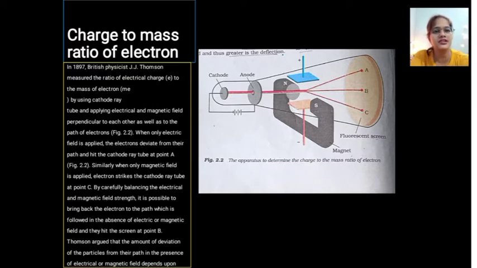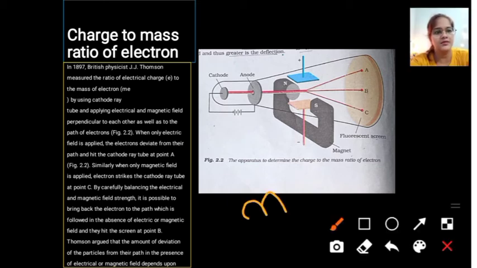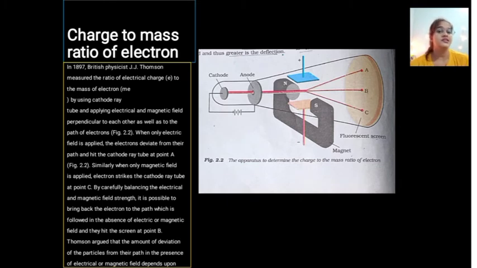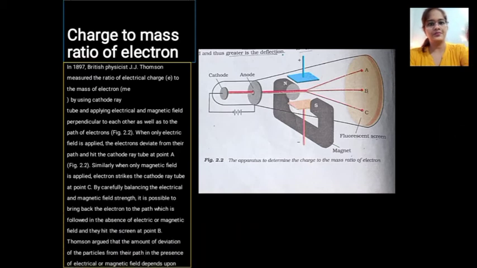J.J. Thomson measured the ratio of electrical charge, e, and the mass of the electron, m subscript e. Let me write it again: e by m_e. Typing mistakes are not there, so consider those points, and it will be better if you look at your NCERT books. He did this by using a cathode ray tube and applying electrical and magnetic fields perpendicular to each other, as well as to the path of electrons, as you can see in the diagram.